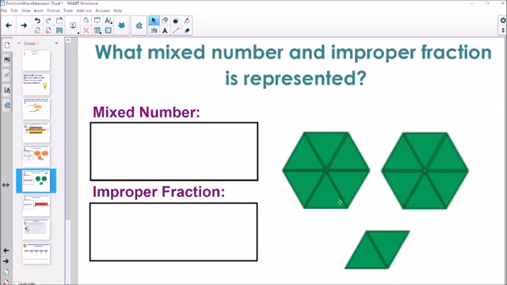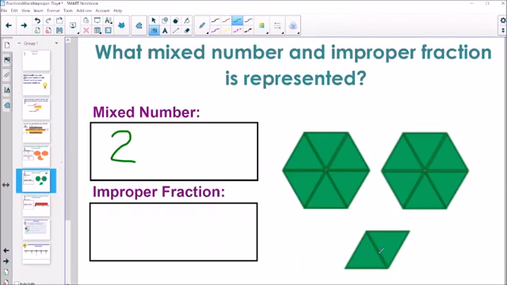Okay, here's our picture. We can see that we have 2 complete wholes here again. So I'm going to write my mixed number first, and I can see that we've got 2 wholes here. So my whole number for my mixed number is going to be 2. Now I need to look at my leftovers.